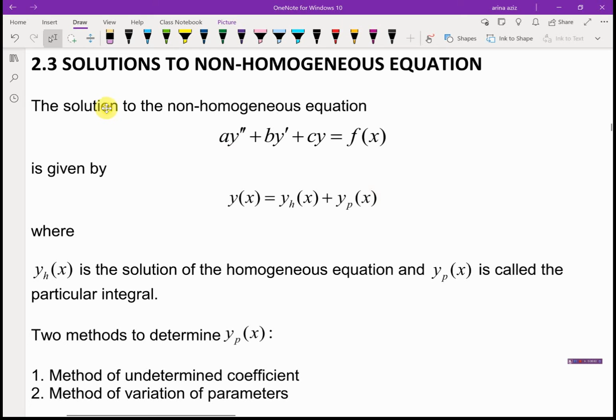The next equation that we will look at is the non-homogeneous equation. A non-homogeneous equation is an equation where your f(x) is not equal to 0. The solution for this type of equation is given by the combination of YH and YP. This is the YH solution, the one that we have learned in the previous video, and the second one is YP.